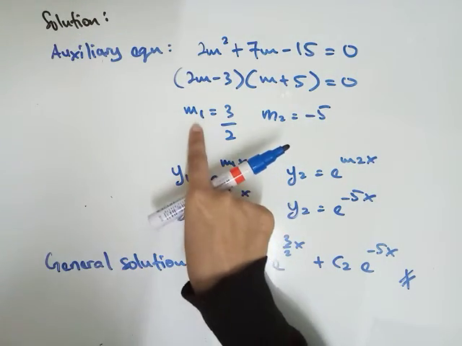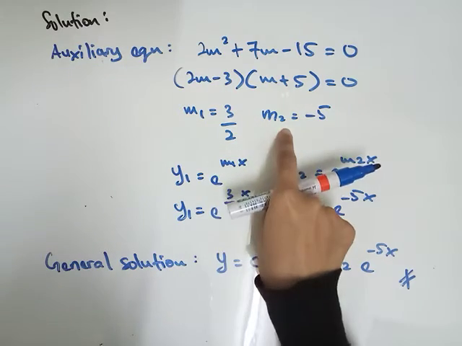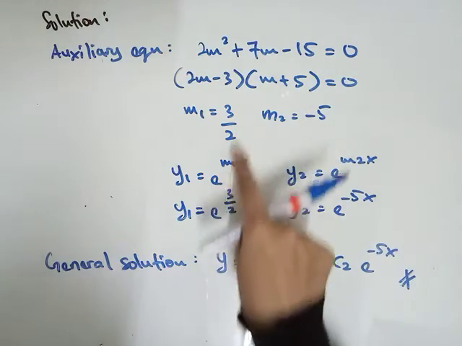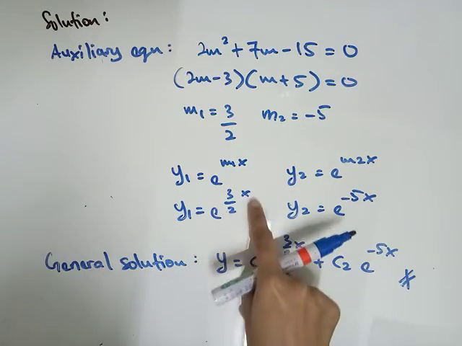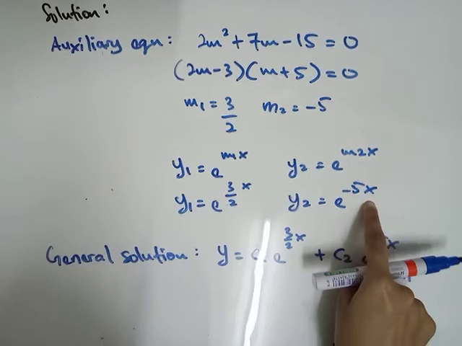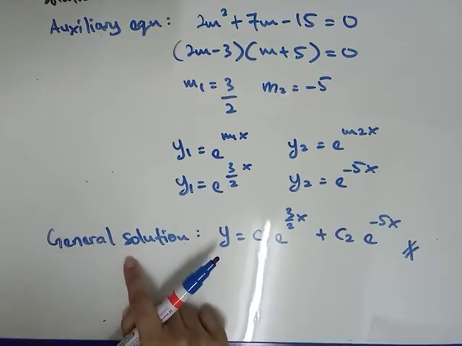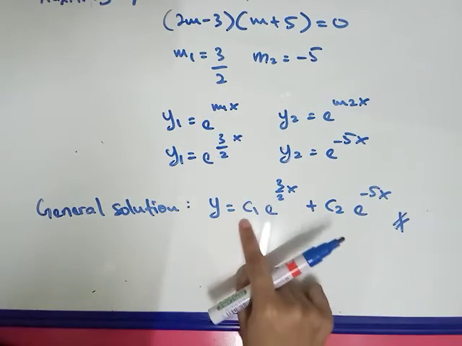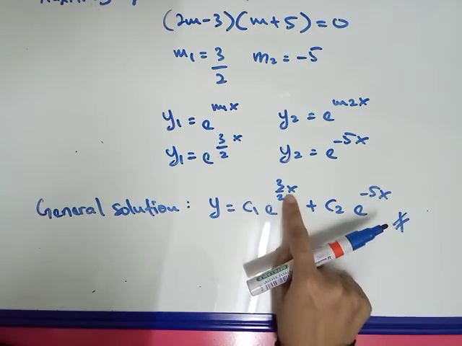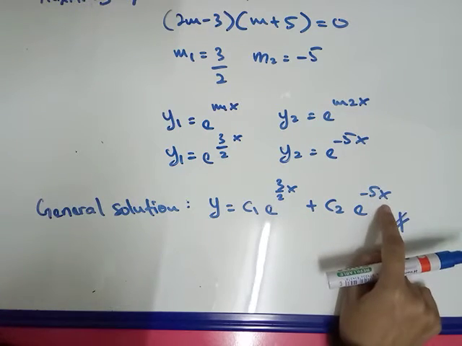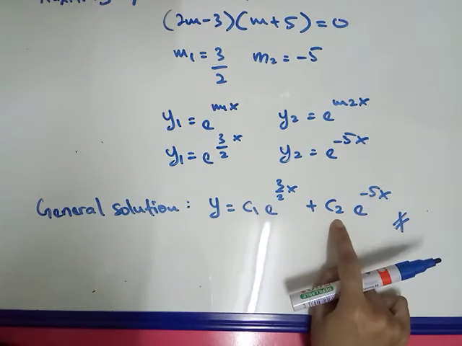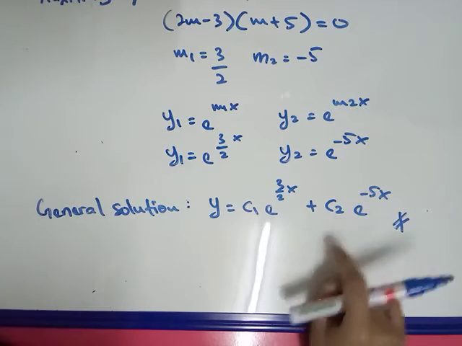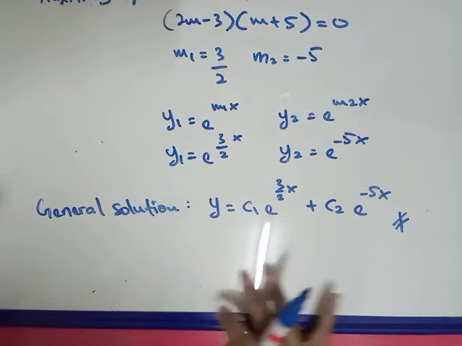Because we have two different roots, m1 and m2, we have y1 and y2. Okay, insert the values for m: exponent 3 over 2x, exponent negative 5x. And then you can calculate the general solution. Substitute into the general solution: y equals C1 exponent 3 over 2x plus C2 exponent negative 5x. C1 and C2 are constants. Okay, you must write this. Don't leave it out. Alright? You understand?